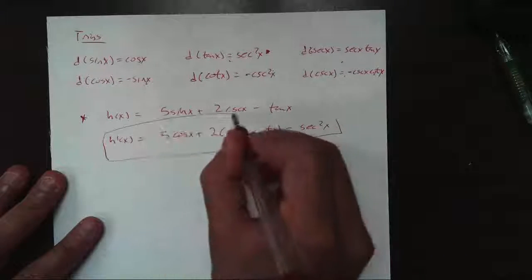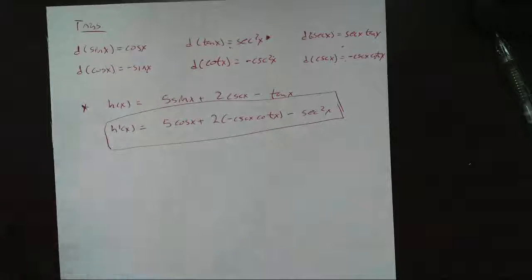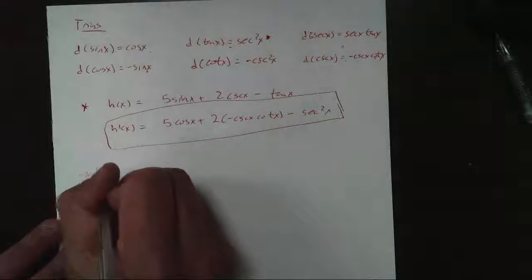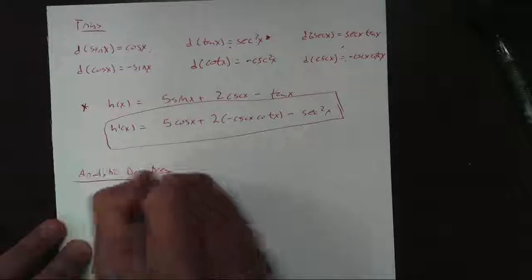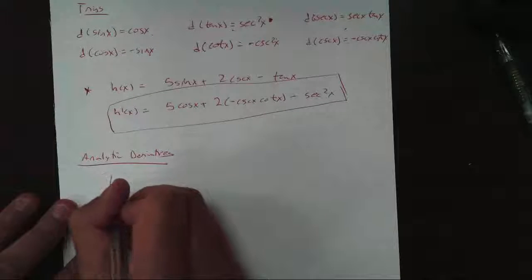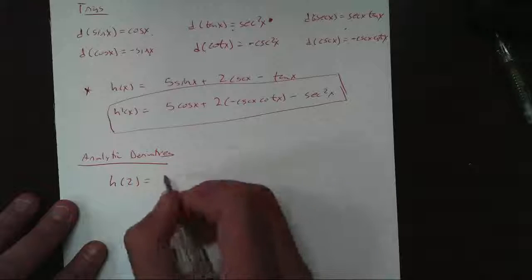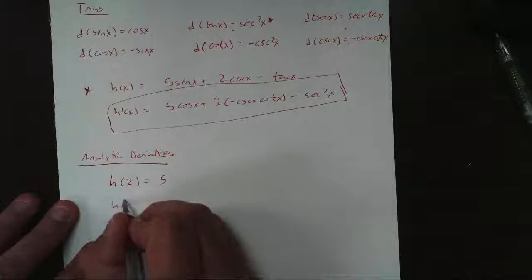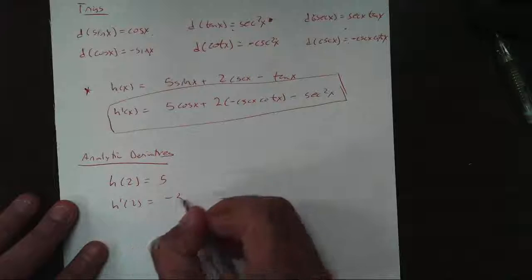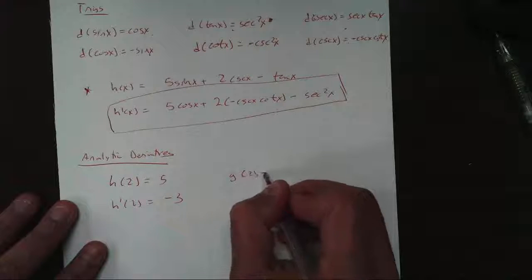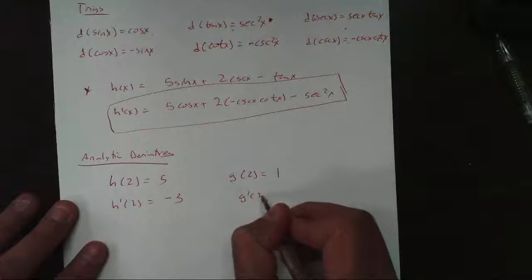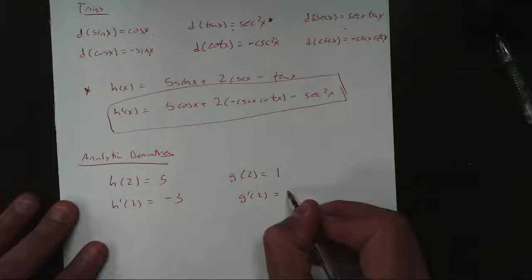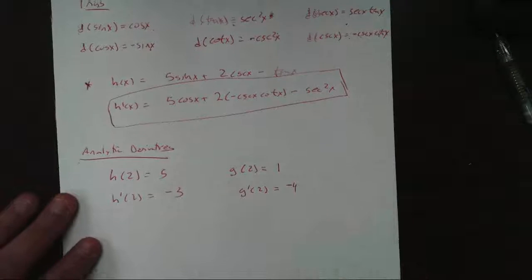And we're done. And the last thing I want to show you is just what we call analytic derivatives. Let's say h of 2 equals 5, h prime of 2 equals negative 3, and I say g of 2 equals 1, and g prime of 2, the derivative at 2, equals, I don't know, give me a number, negative 4. I'm just making that up.